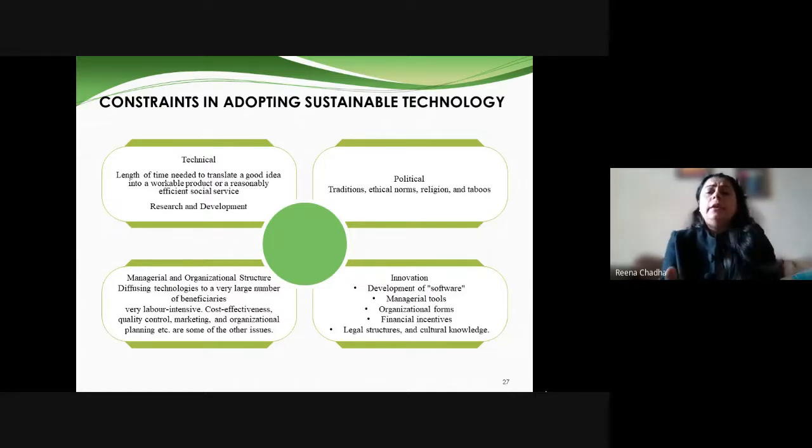Then there should be traditions, ethical norms, religions, taboos. Now I told you about a taboo which is there for utilizing treated water for some purposes in our society. So those kinds of taboos again create a challenge for us in creating sustainable technology. Then managerial aspects: how many people are required, how cost effective it is. So all those concepts need to be understood before going for a sustainable technology.